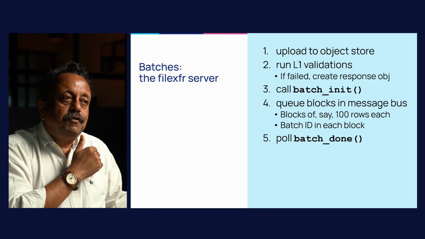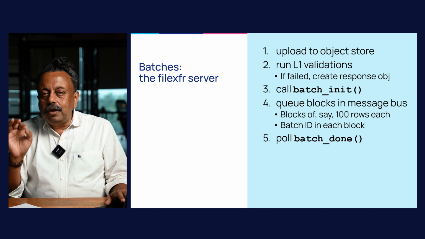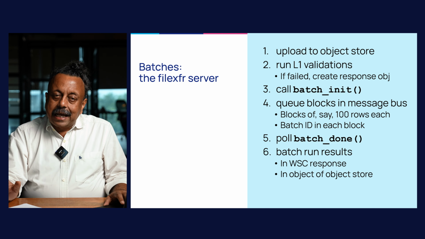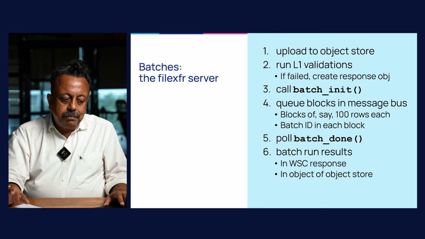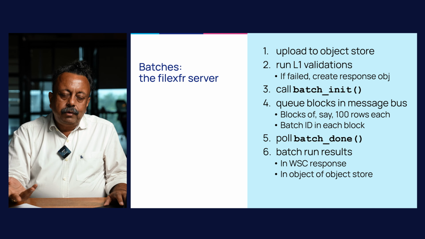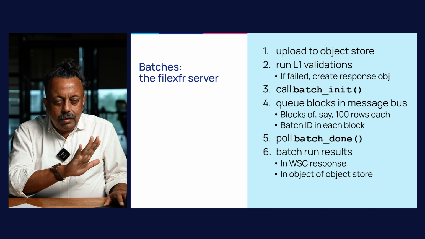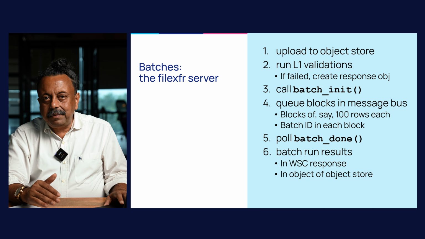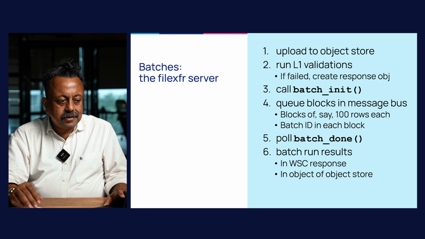After the file transfer server pushes out all these lines, it starts polling another web service called batch done. When it calls batch done, it passes the batch ID to see is the batch done, and so on. Once the batch is actually completed, the file transfer server receives, yes, okay, the batch is completed. Then it pulls out the results in a web service response or in an object from the object store. So things may not be 100% clear right now, but let's just go with the flow. We will see what happens next. I'm fairly certain things will get cleared up in the next couple of slides.